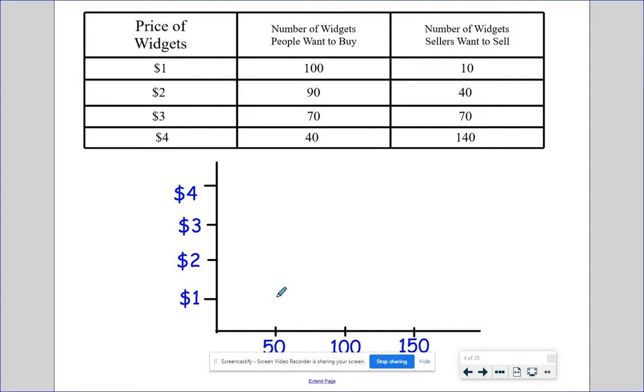Just ask Rodney Dangerfield. So if widgets were $1, 100 people would buy a widget. If widgets were $2, 90 people would buy widgets. If they were $3, 70 people. And then if they were $4, 40 people. So now I'm going to graph that. That is one of my lines.